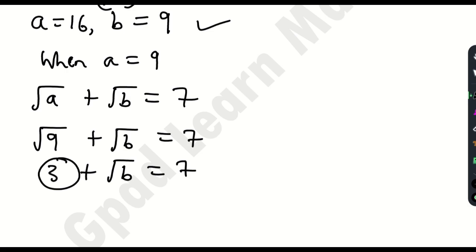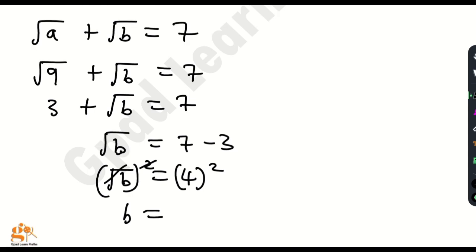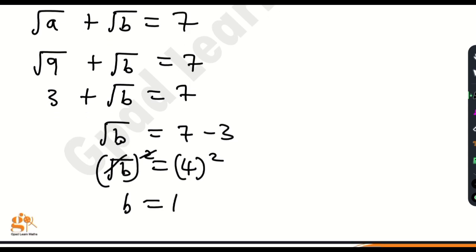I'm going to transpose 3 to the other side. So I have that root B is equal to 7 minus 3. And root B is equal to, what's 7 minus 3? That's 4. So since I need to get B, I'll square both sides as usual. Square this side again. So square cancels the square root, and B is equal to 4 squared is what? 16. So when A is equal to 9, B is equal to 16.